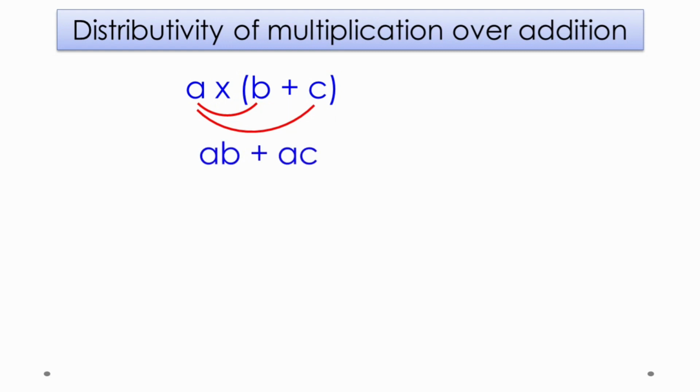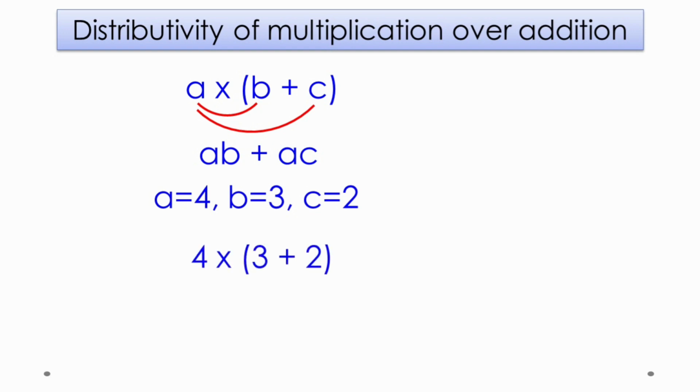Let's take an example to understand it better. Let's take a as 4, b as 3 and c as 2. So now what we have is 4 into 3 plus 2. 4 into 3 is 12 plus 4 into 2 is 8. So the answer that we get is 12 plus 8, which is 20.